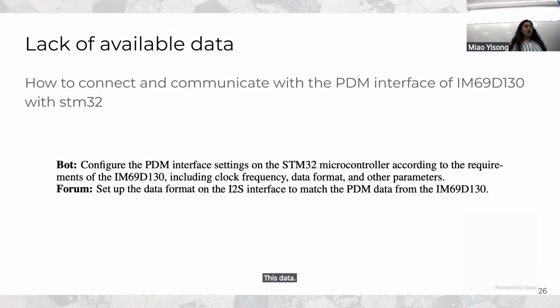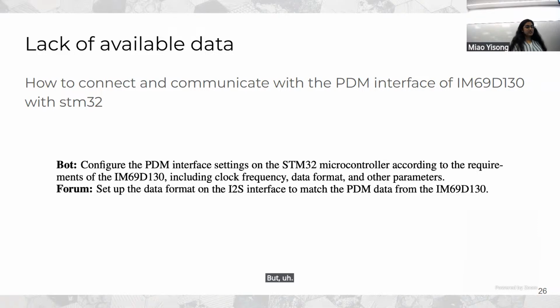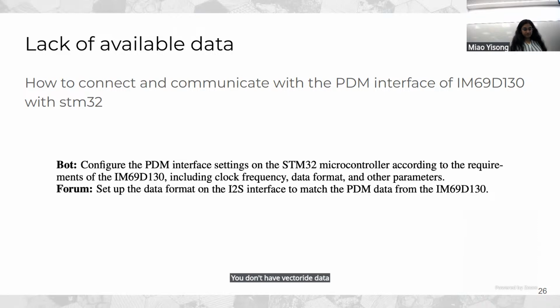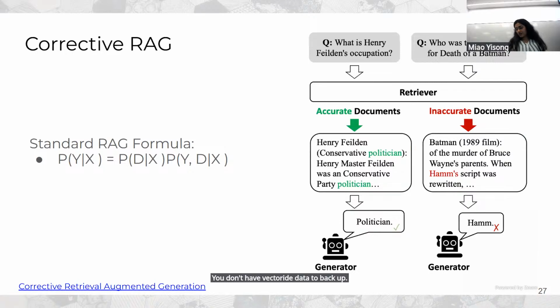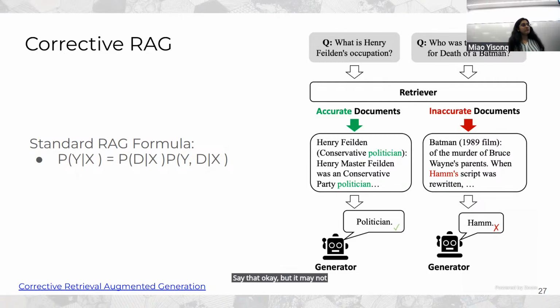So no matter how well you structure your retrieval and formulate your queries, you could still not get the right information, because you don't have the right data to back it up. If you don't have the right data, it's still going to retrieve some close information and spit that out, but it may not always be right.